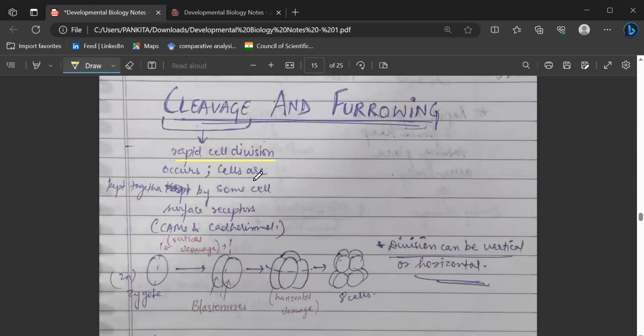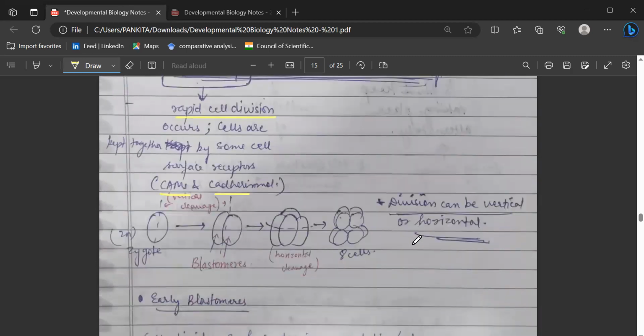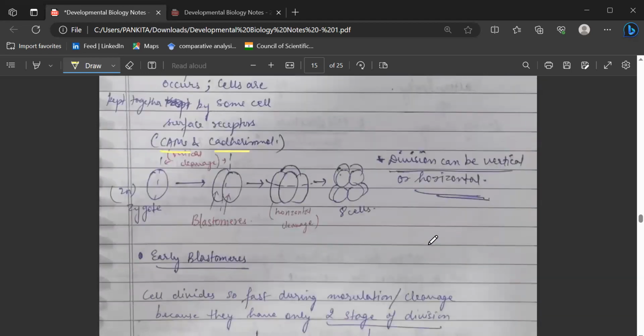Cleavage is basically rapid cell division. In this case, the cells are kept together by some surface receptors, which are called CAMs and cadherin molecules. The division in the cleavage case can be vertical or horizontal depending on the requirement. If we have a zygote, the initial cleavage is vertical. When the blastomeres occur, the second cleavage is also vertical. And then the blastomeres undergo horizontal cleavage. So this is how the cleavage occurs.